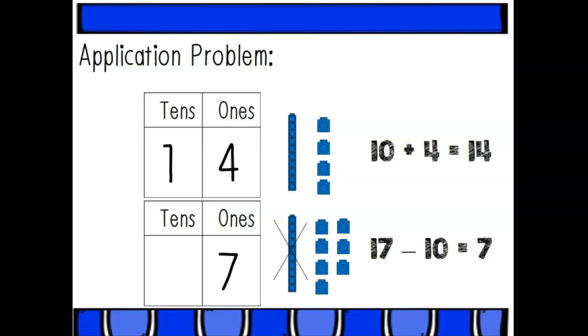All right, so here we see the 10 plus the 4 more equals 14. Then we see the 17 losing the 10 and having 7. So we can see that the 14 was more.